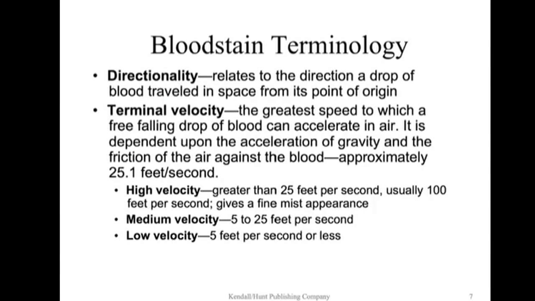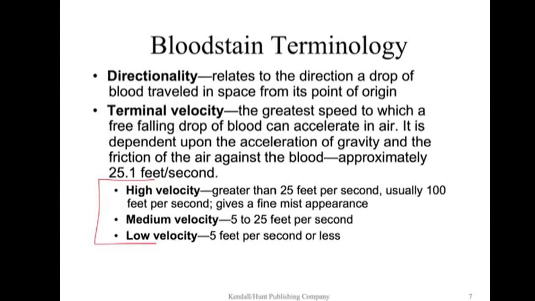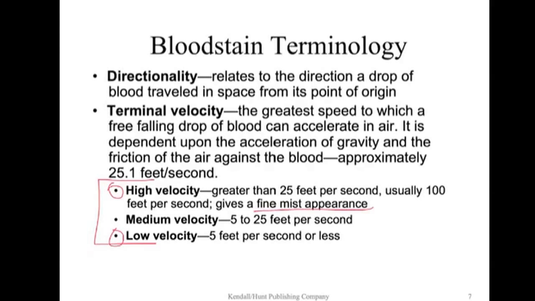Directionality is relatively straightforward. Terminal velocity, you've talked about this already in physics. There is a categorization of different types of velocity. We're going to focus mainly on high and low, and we're going to be looking at the difference. High velocity is going to have a fine mist appearance. Imagine if you had water in your mouth and you just open your jaw and let water pour out. That's low velocity. But if you sneeze and you blow that water out, it's going to mist. That's the high velocity. So that's some of the basics, and that's all for today.